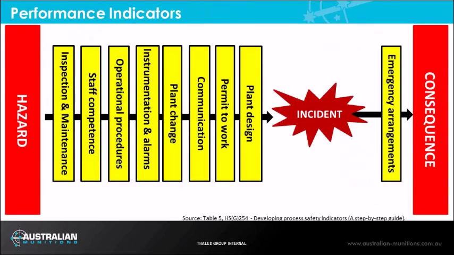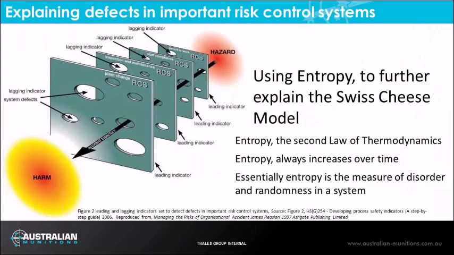The performance indicator examples that I will use are drawn from the HSE UK Guide for Developing Process Safety Indicators, HSG 254. This diagram has been taken from HSG 254, and of course we cannot talk to controls or barriers without also talking to the reliability of controls.